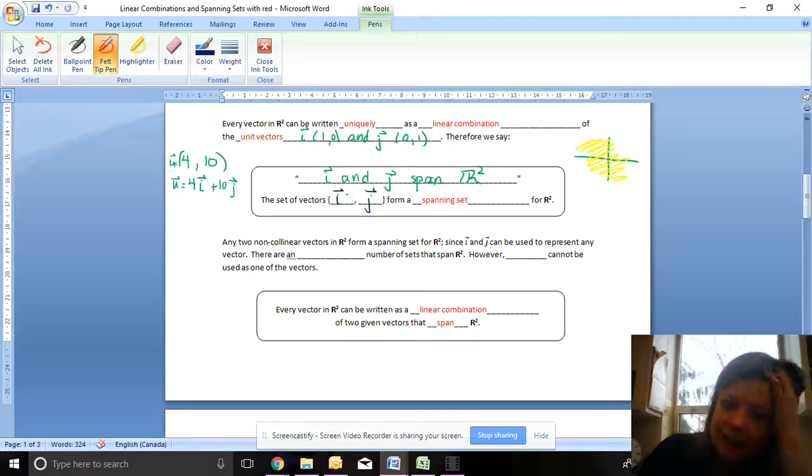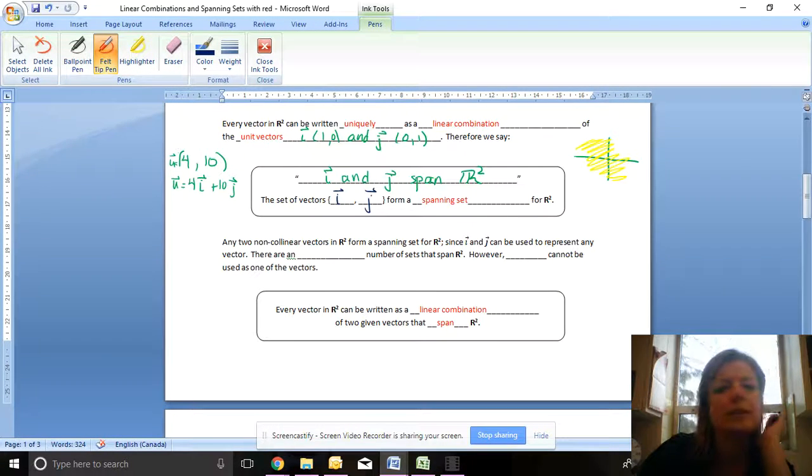Okay, so that hopefully makes sense to you, because any vector can be written as a combination of two other vectors. But what's a little bit harder to understand is that any two non-collinear vectors in R2 also form a spanning set for R2, since i and j could be used to represent those vectors. So there are an infinite number of sets that span R2.